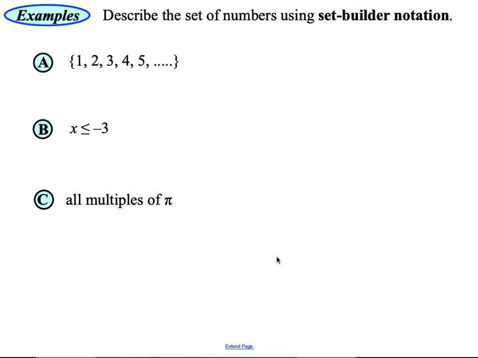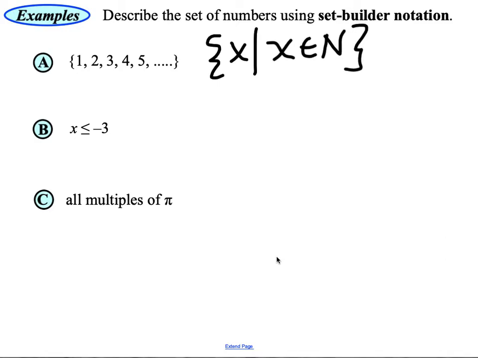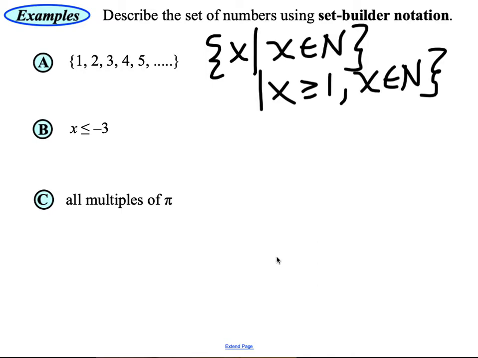So here are some examples that I'll work through with you. Describe the set of numbers using set builder notation. So this first one is the set of all x such that. Okay, what kind of numbers do we see? Well, 1, 2, 3, 4, 5, those look like the natural numbers. So we could say x is an element of N. We could just leave it at that. We could say x is greater than or equal to 1, where x is an element of the natural numbers. That would also work. So either of those two ways would work.